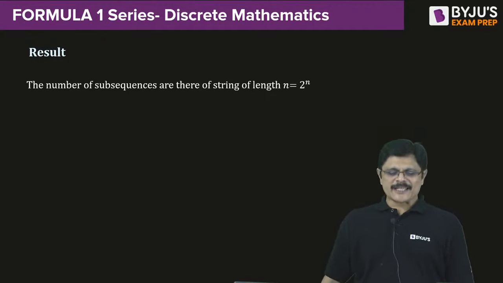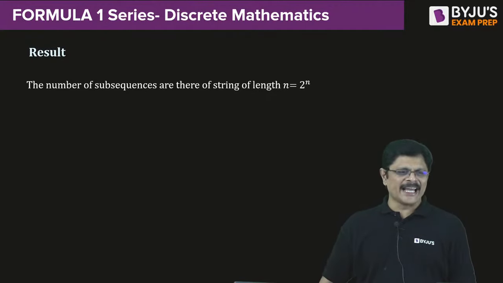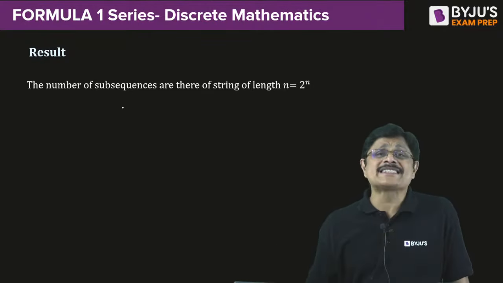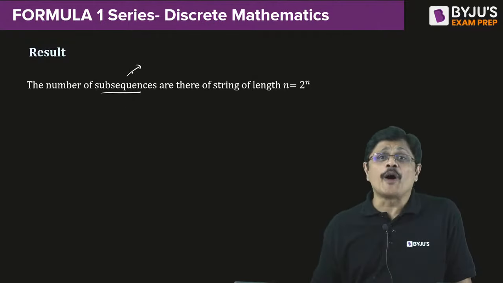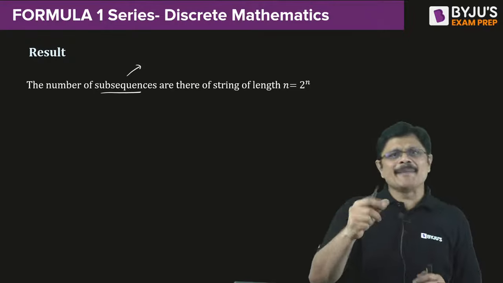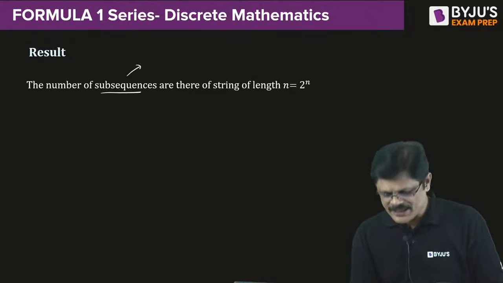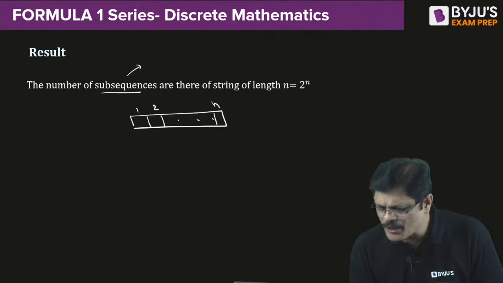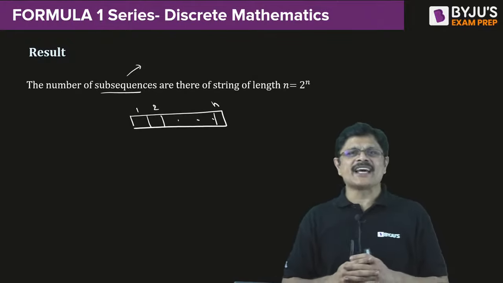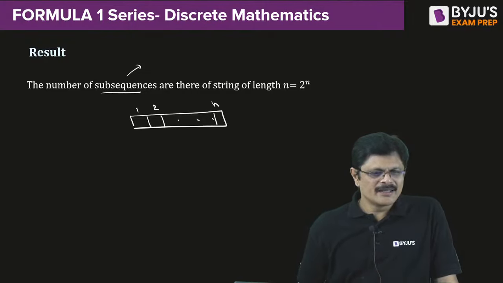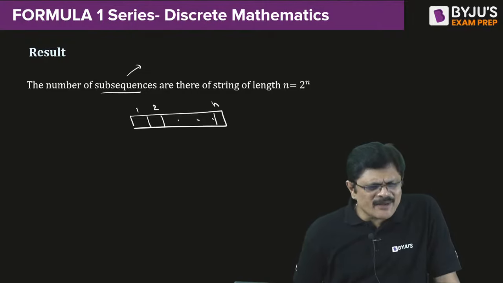Now, the number of subsequences of a string of length n. I have a string of length n. How many subsequences are there? What is a subsequence? A subsequence is obtained by deleting 0 or more symbols. That is, each symbol may be present or absent, present or absent, present or absent. So, the number of subsequences of a string of length n. How many subsequences are there for a string of length n, my dear friends?